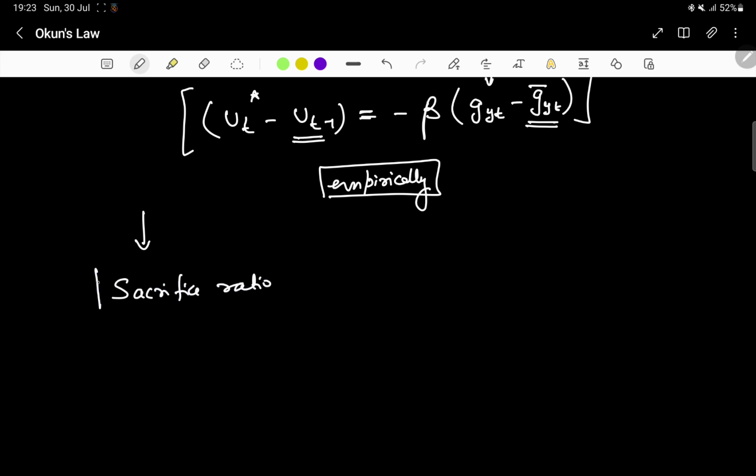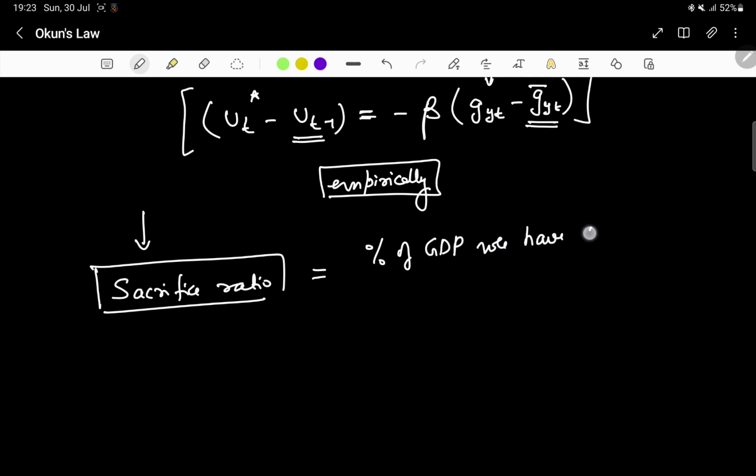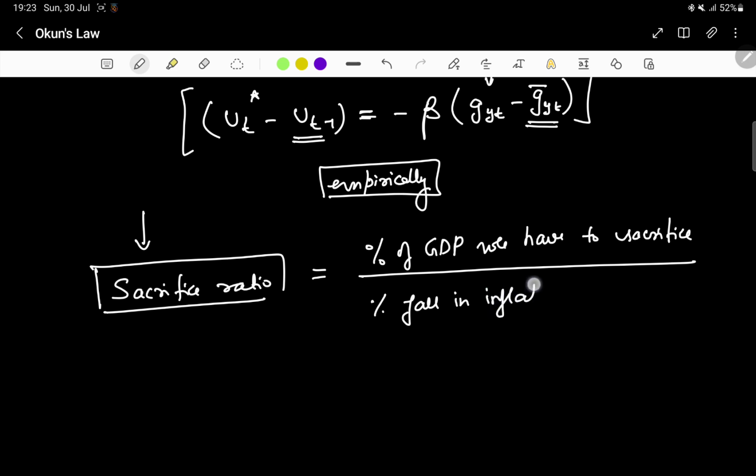And closer to it, we can also look into the sacrifice ratio. Sacrifice ratio is defined as how much percentage of GDP we have to sacrifice to get a percentage fall in inflation. So if we want to reduce inflation by, let's say, 1%, how much GDP will we have to sacrifice?